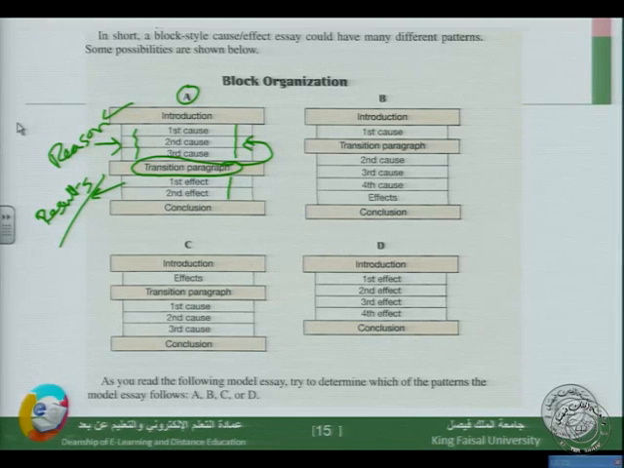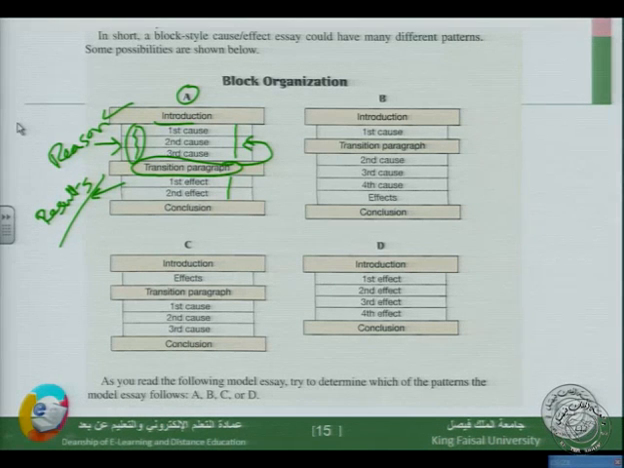So these are the major parts of a block organization. You have the introduction, where you mention your general statement and your thesis statement. After that you have the body, where you mention the reasons or causes. Then you want to talk about the results, for example. Before you move to talk about the results, you need a paragraph to conclude what you have said and to start talking about the results.